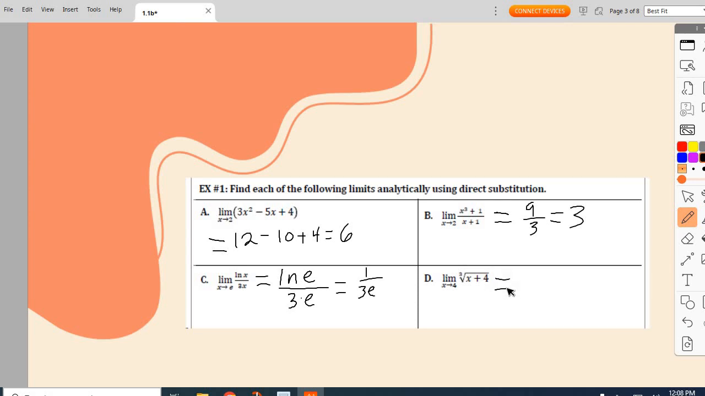Just because we have a radical does not necessarily mean we need to multiply by the conjugate. If we can plug in, then that's what we want to do first. So we get the cube root of 8, which is 2. There we go. Yes? No? Okay.